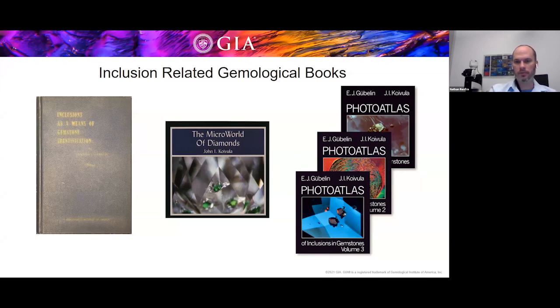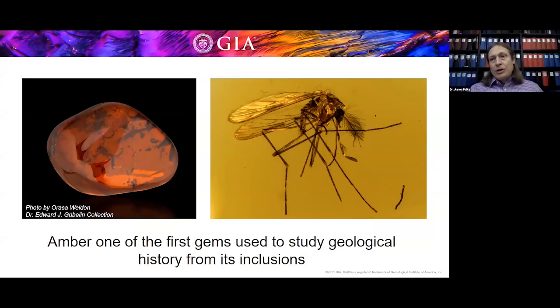John also later wrote a book called The Microworld of Diamonds. So it's specifically diamond related, which will help give you a better understanding on the types of things that you might encounter in diamonds. And this is kind of one example I wanted to highlight. And I think it's kind of a really cool example.